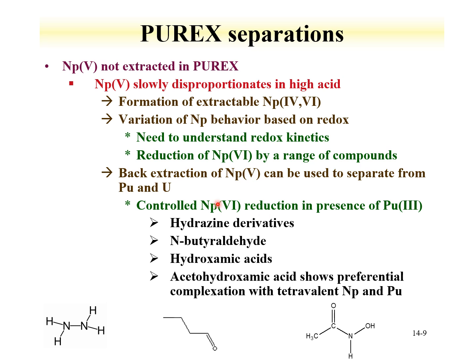The back extraction of neptunium-5 can be used also to control plutonium and uranium during the separation process, particularly through controlled neptunium-6 reduction in the presence of plutonium-3. Again, plutonium-3 is not an extracted species from the organic phase and is one of the main goals of the PUREX process for the separation of plutonium from uranium.